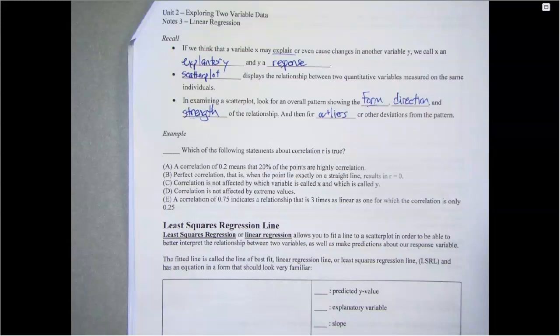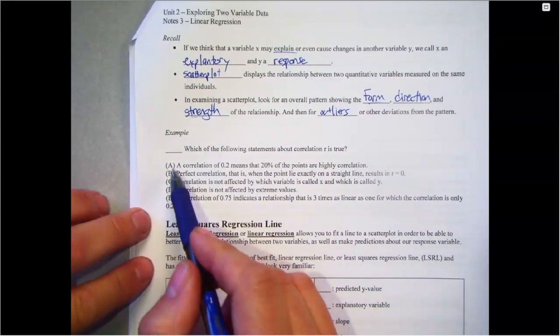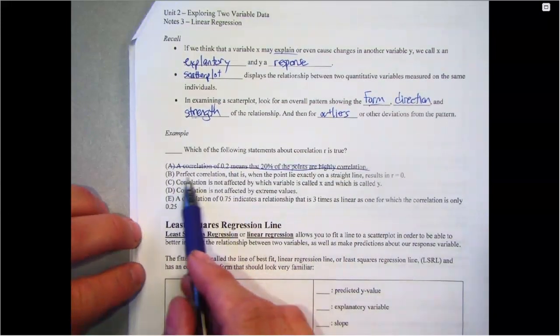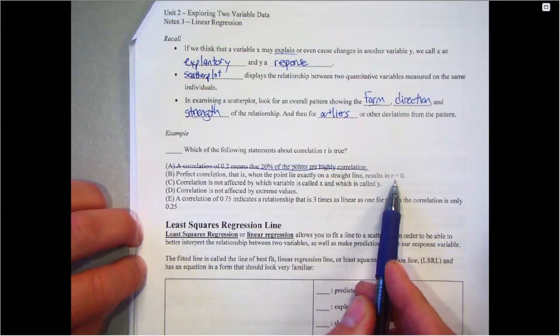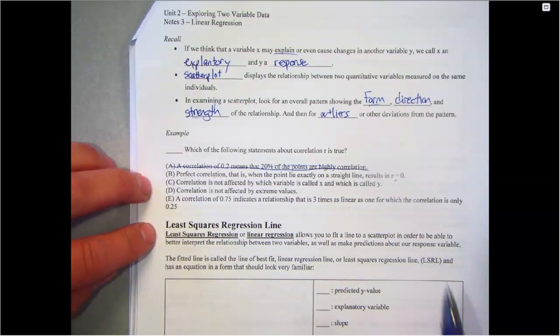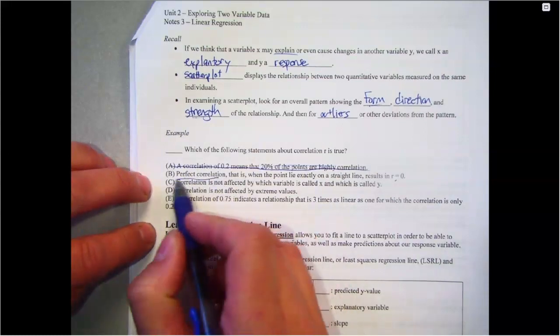20% of the points are highly correlation. Don't put that one. I don't even know what that means. So A is not it. That's not even like a sentence. Perfect correlation would be R equals what? 1 or -1. So it's not B. This one is the one that's true.